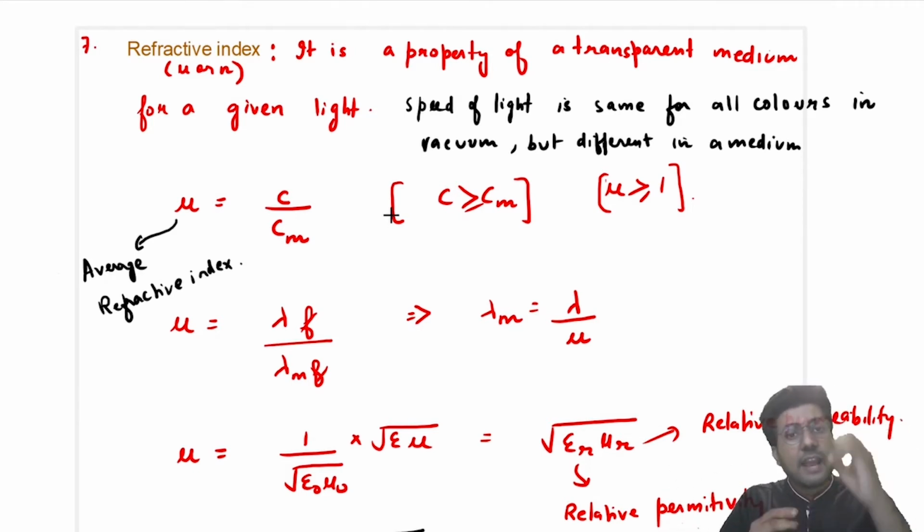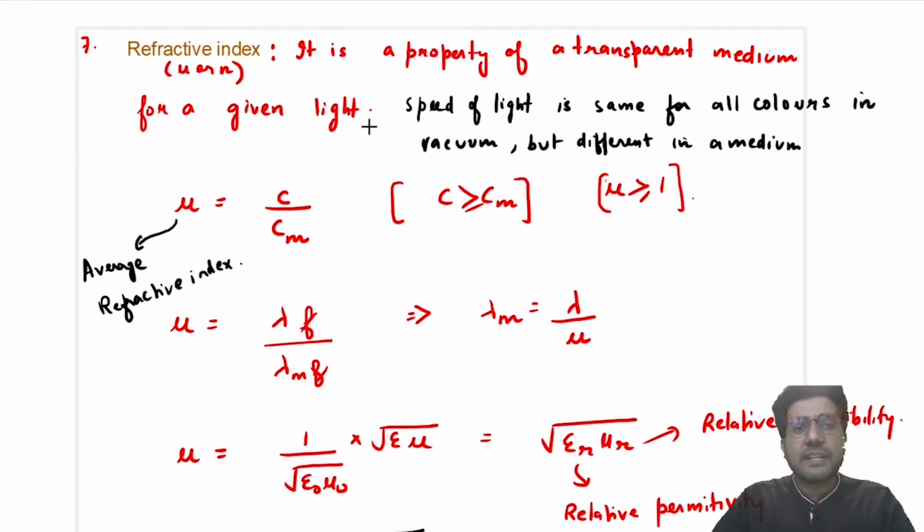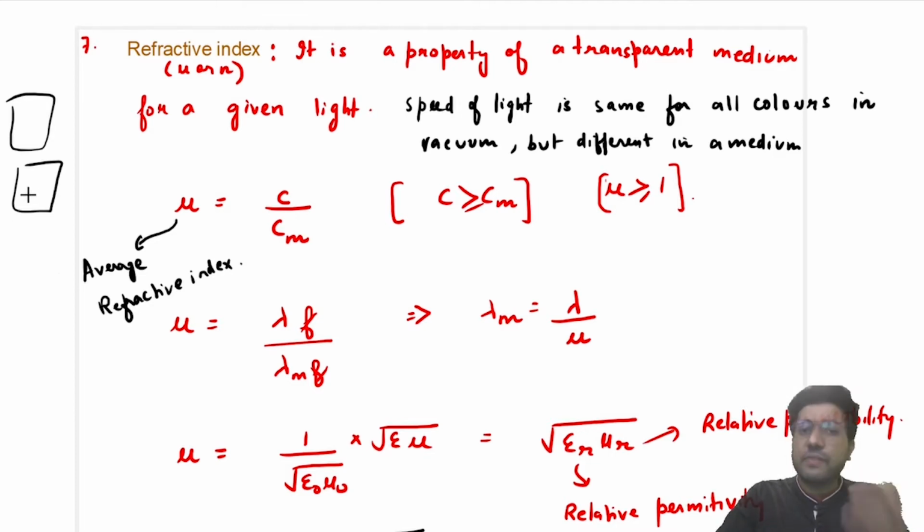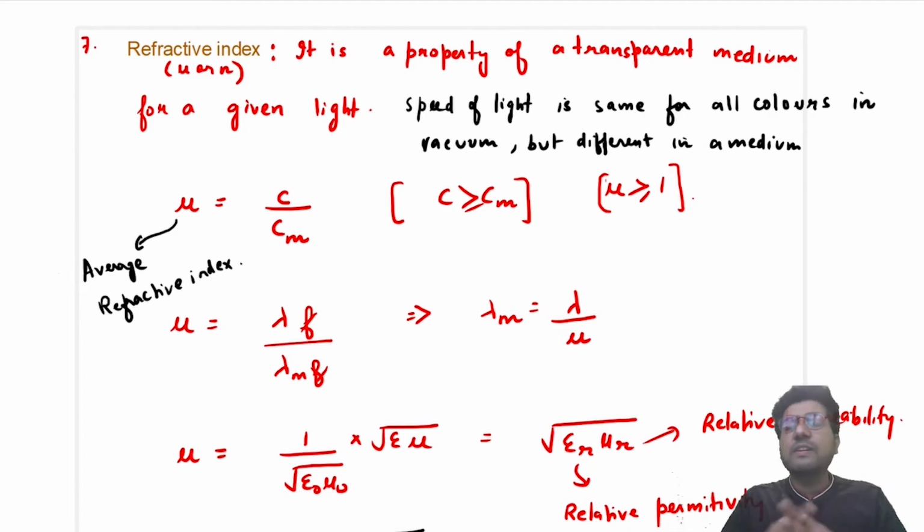But in a medium, the speed of light is different for different colors. So that is why I have written here, it is a property of a transparent medium for a given light. So for red light, the same medium will have a different refractive index. For blue light, the same medium will have a different refractive index. So all colors will give a different refractive index for the same medium. But first what we will define here is the average refractive index. So you will take the average speed then.